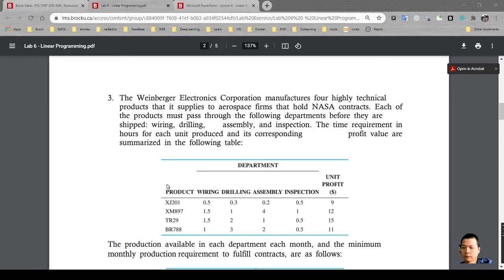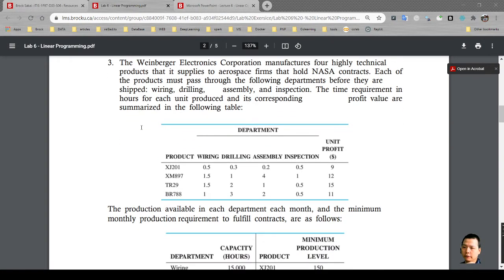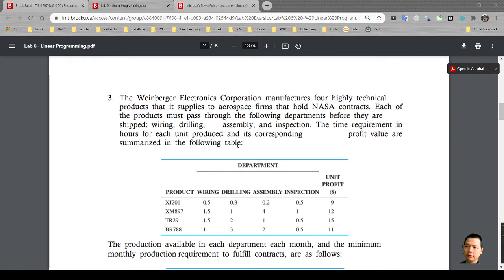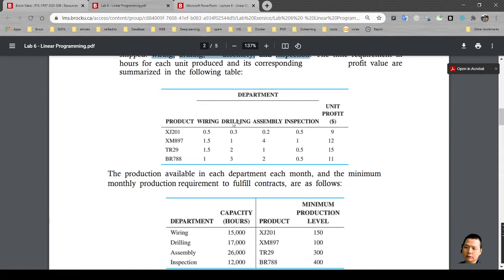Okay, so let's do another question with more variables here. So here is a new question, right? It's a Weinberger Electronic Corporation. They produce some products for NASA, and they have different types of processes, right? And it gives you a table. Some students don't like tables, but actually for this type of question, a table is much easier for us to understand the question. It's very clear for all this information here.